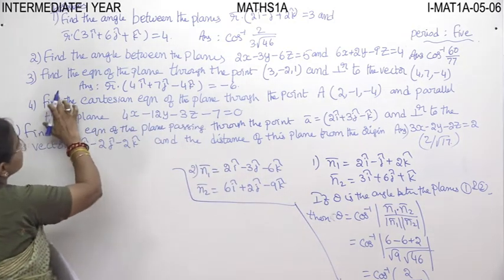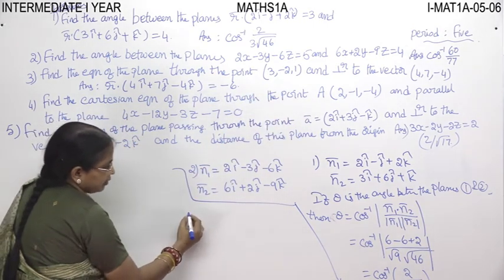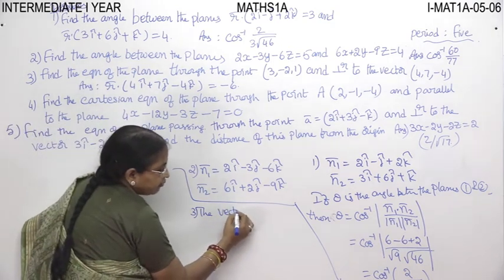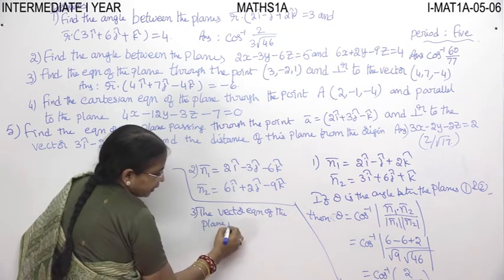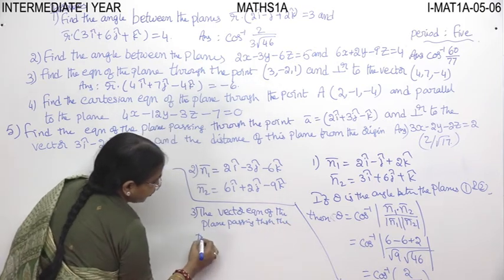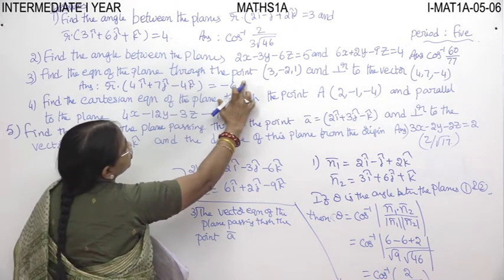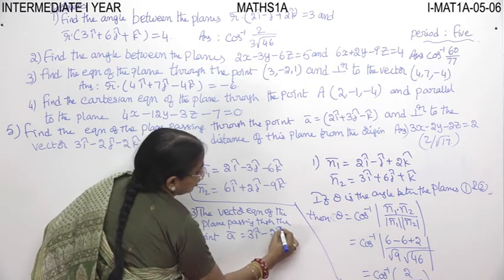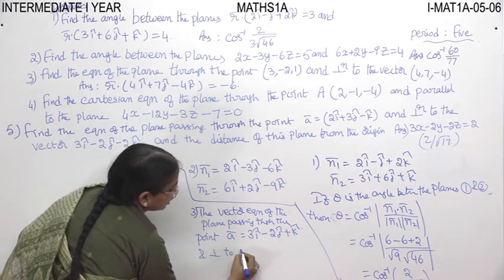Okay, now third problem is find the equation of the plane passing through the point, this is the point, and perpendicular to that vector. So in the third problem, here it is the equation of the plane. So first we'll find the vector equation of the plane passing through the point. What is the point there? According to our standard notation, it is A. This point is 3i minus 2j plus k, you write in terms of ijk. Passing through this point, and perpendicular to the vector b.